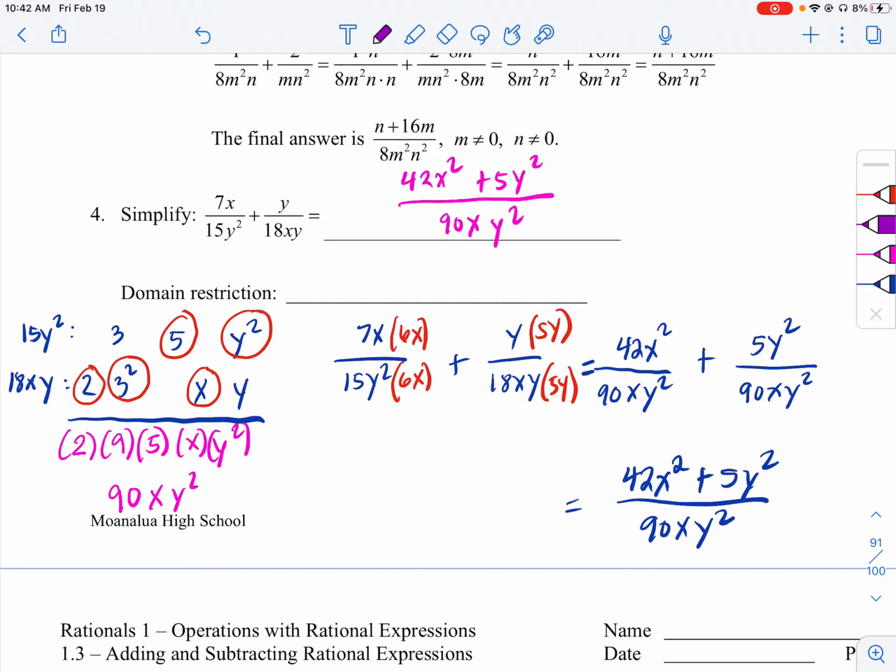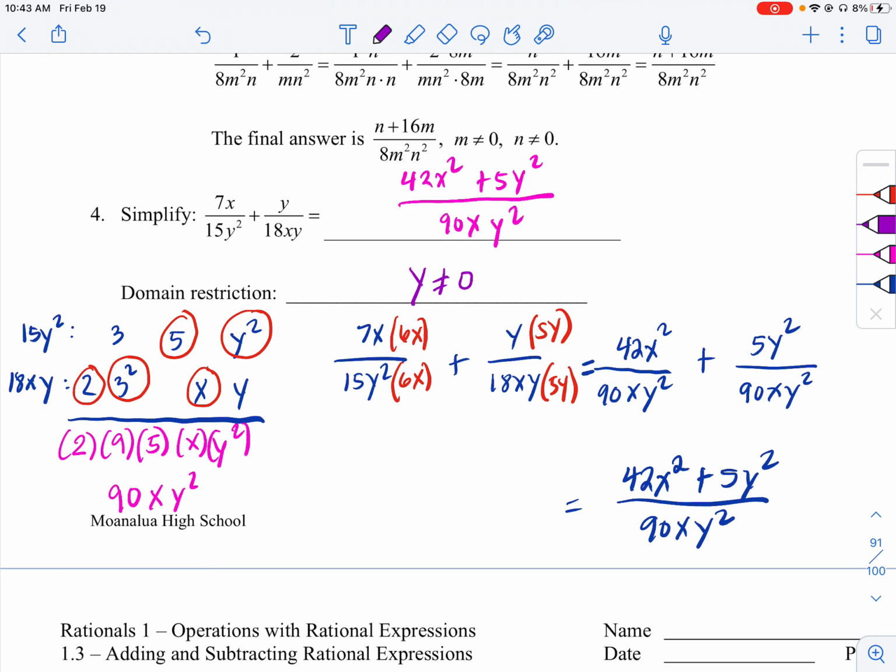Okay, here's the thing. Please do not forget domain restriction. We now have domain restriction because we have letters involved. Domain restriction is we want to avoid the whole bottom becoming a 0. So what would be the value of y for the whole entire thing to become 0? If this y is a 0, the whole bottom becomes a 0. And we don't want that. So the y cannot be a 0. That is our restriction.